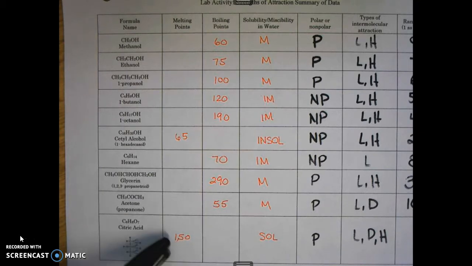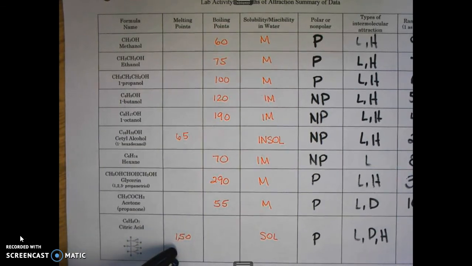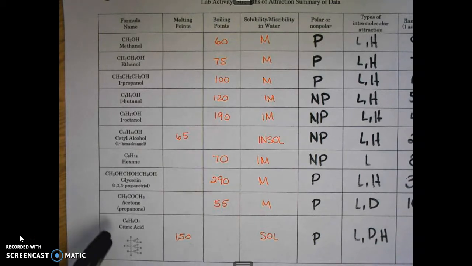it makes sense that the stronger dipole-dipole and hydrogen bonding attractions are going to drive up that melting point much higher than the cetyl alcohol. So even though citric acid is a smaller molecule, with fewer carbon atoms, there are a lot more oxygen atoms, which helps drive up that boiling or that melting point because of the strength of all of those dipole-dipoles and hydrogen bondings.